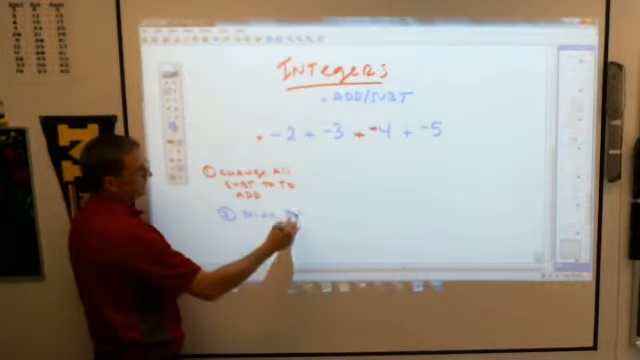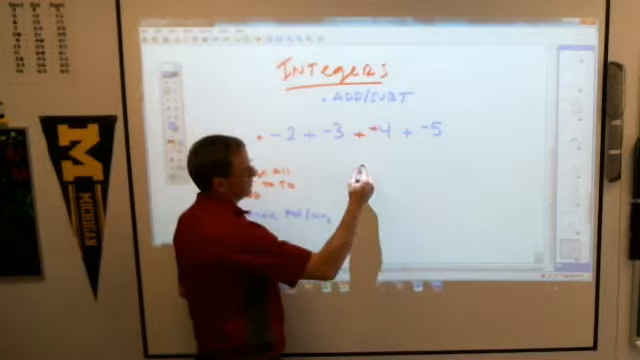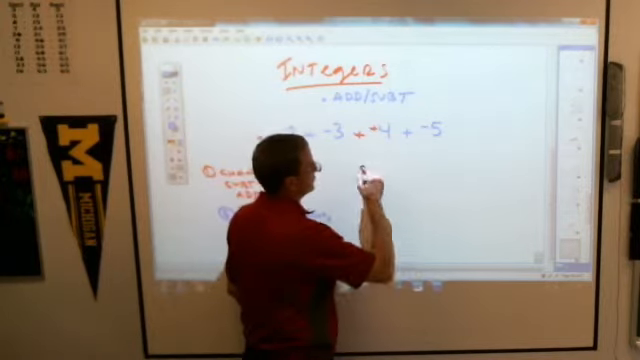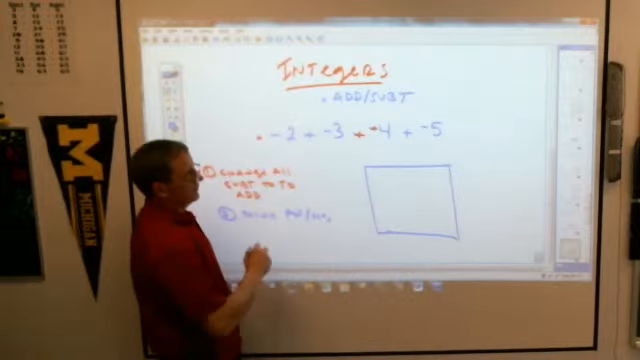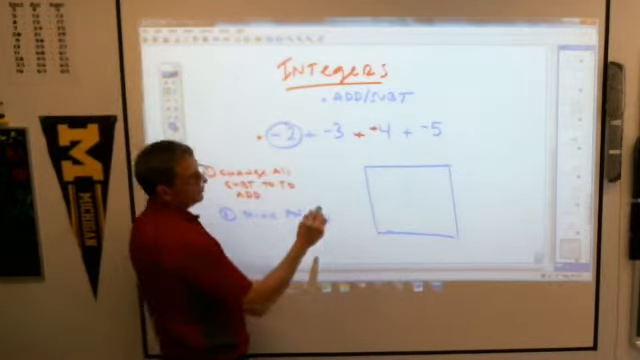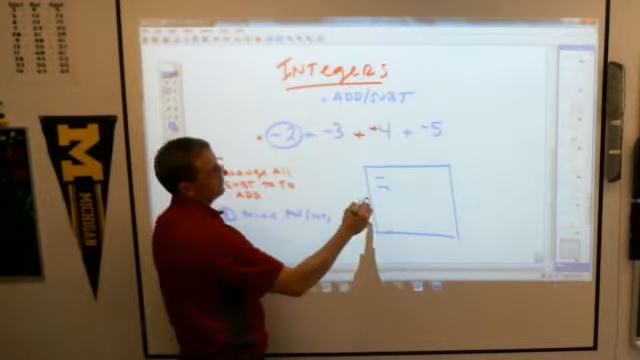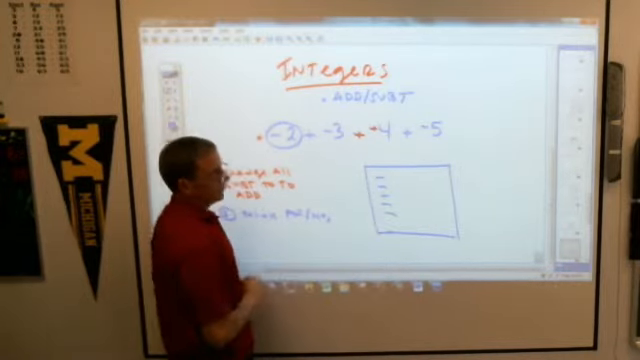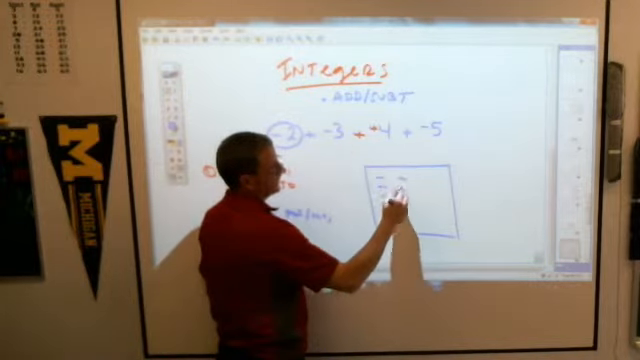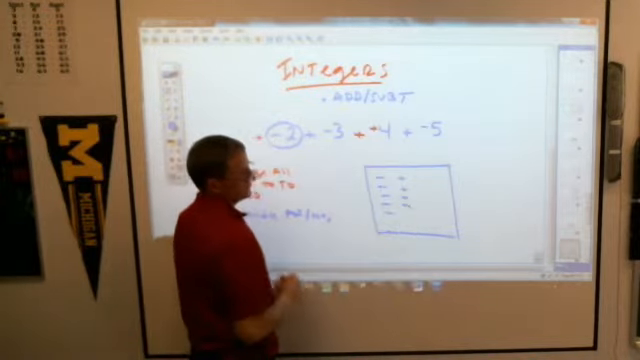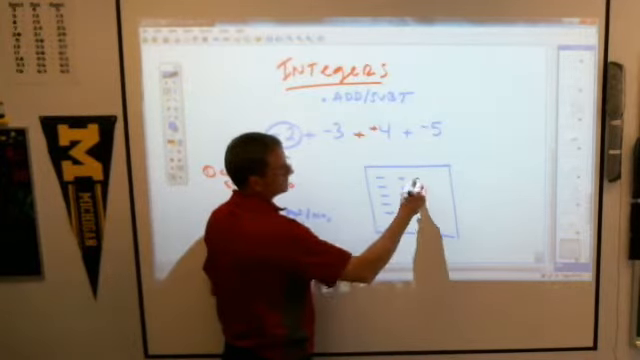And then maybe it would be helpful for number 2 to think positive and negative. Let's say you've got a big canister, so I'm putting all my integers in a jar. A negative 2 means that I have 2 negatives. A negative 3 means I have 3 more negatives. Positive 4 means I have 4 pluses. Negative 5 means I have 5 negatives.